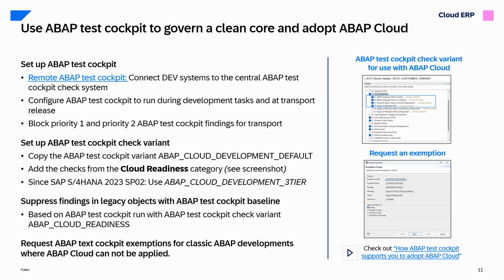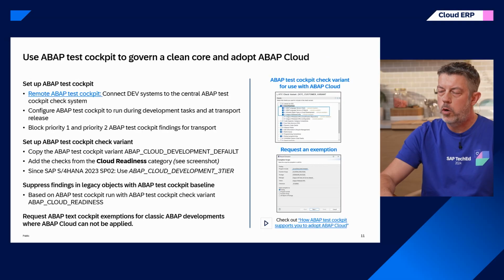So we have already prepared an ATC variant that you should use in your developments. With the latest release, we also have a pre-configured variant that we deliver, and all these checks that we recommend are integrated. At the end, it's more or less the same checks that the ABAP Cloud syntax check is doing, so checking for released APIs, checking for the ABAP Cloud language version, all these kinds of things are now handled via the ABAP Test Cockpit. Why is this the case?